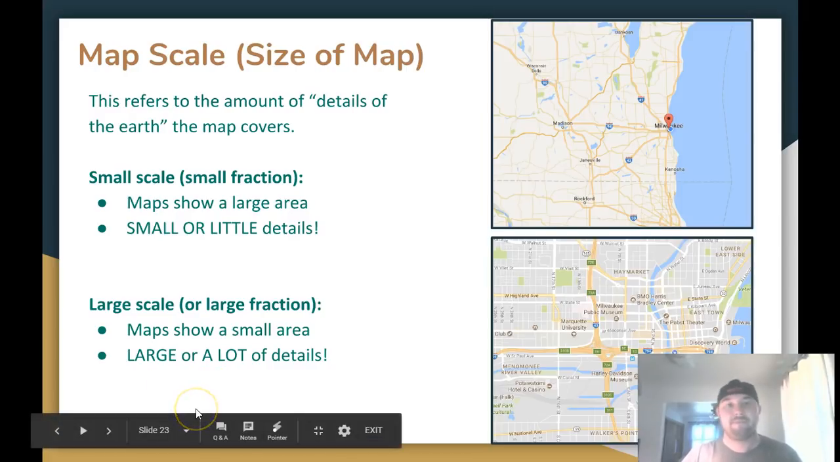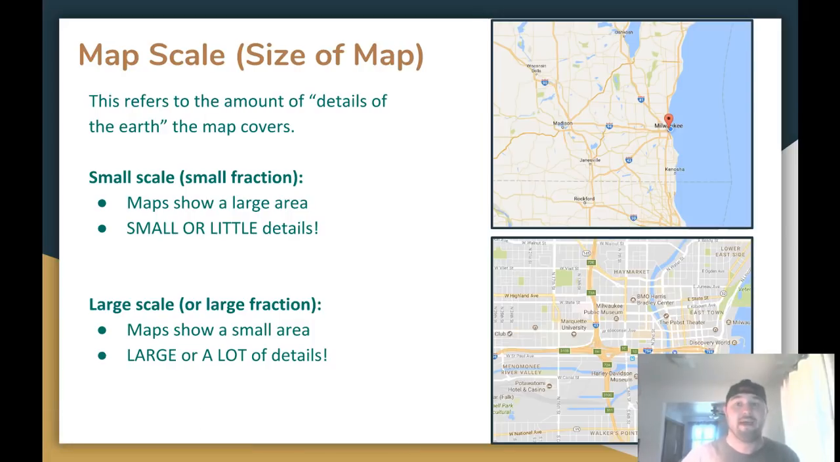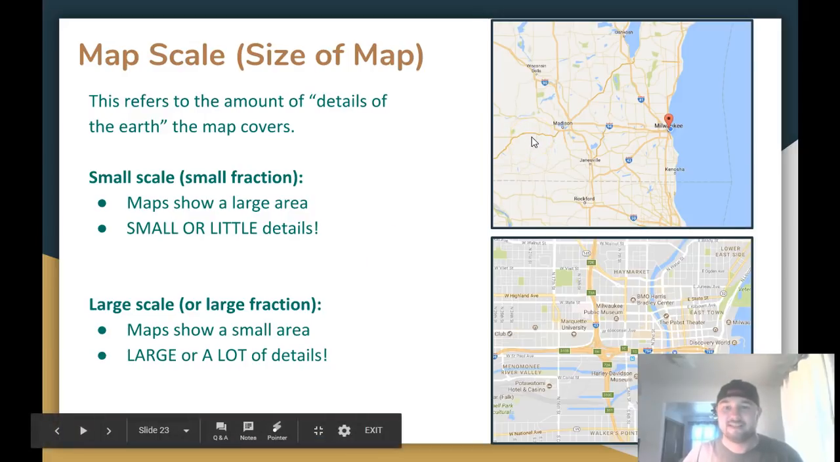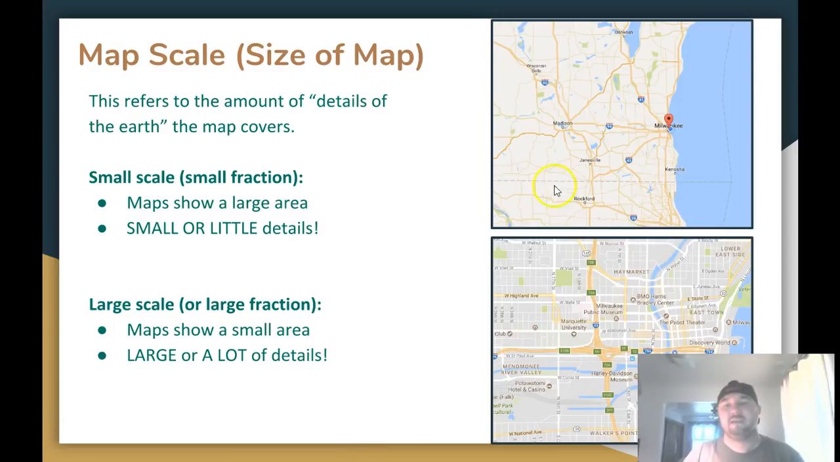So if you get a world map, that's going to have a really, really small amount of detail. You're not going to see the streets, you're not going to see the roads. A large scale map might be something like a county or a city or a neighborhood. The larger of these two is going to be the regional map of southeastern and northeastern Illinois. Remember, small scale map, small detail; large scale map, large amount of detail.